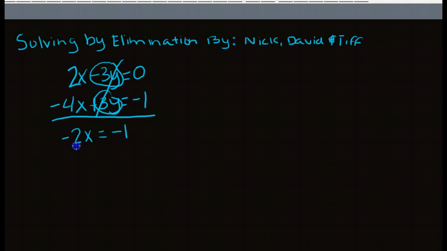Now that we're trying to get the x by itself, we must divide negative 2 from both sides of the equation. What we're left with is negative 1 over negative 2, which is equal to positive 1/2. Once we solve for x, we can substitute it into any of the original equations.